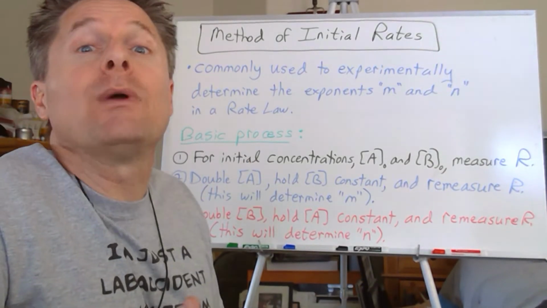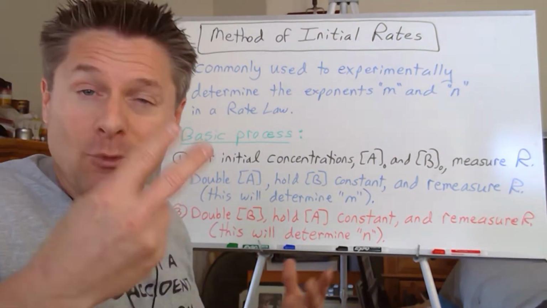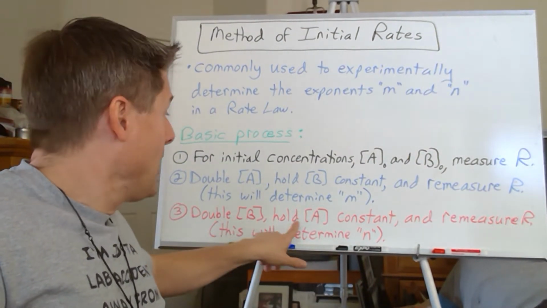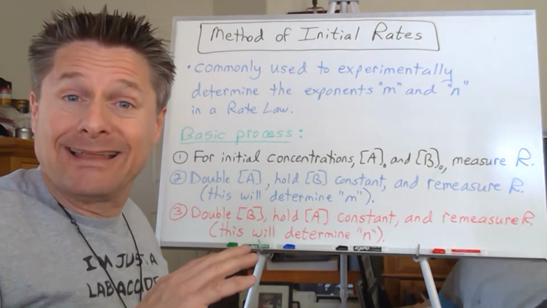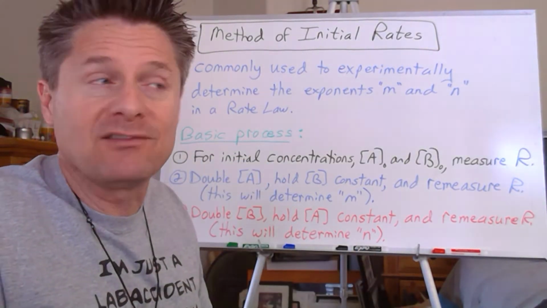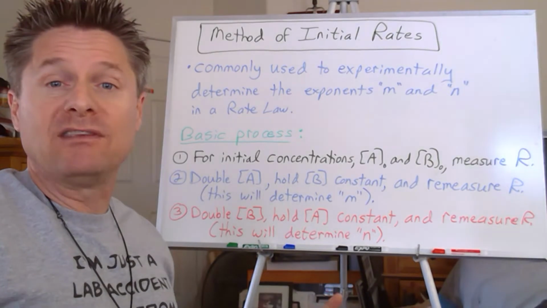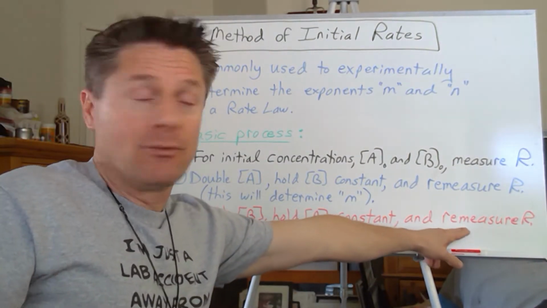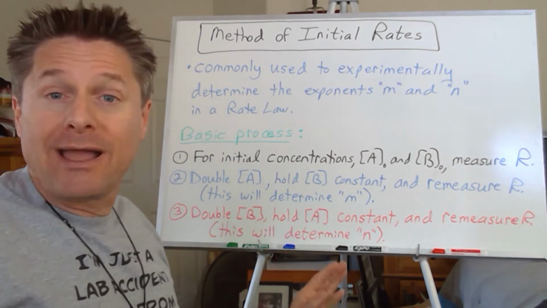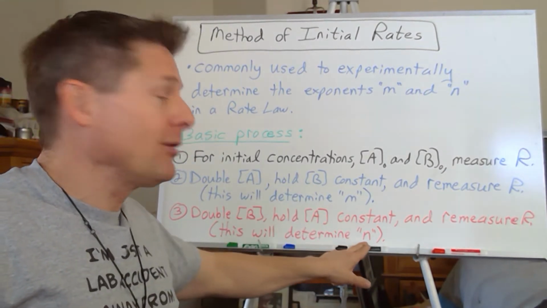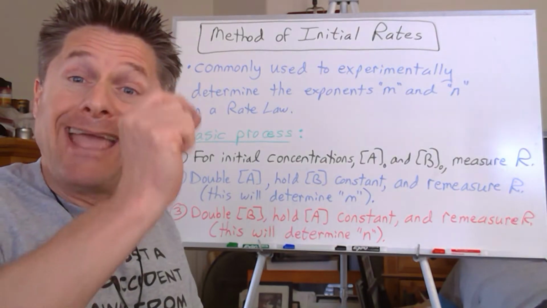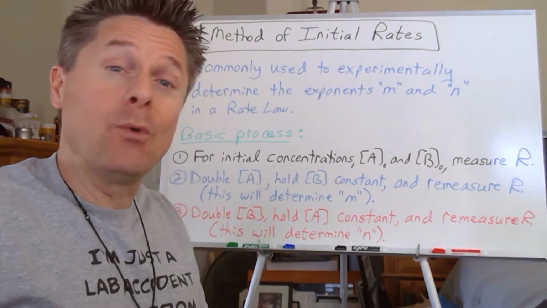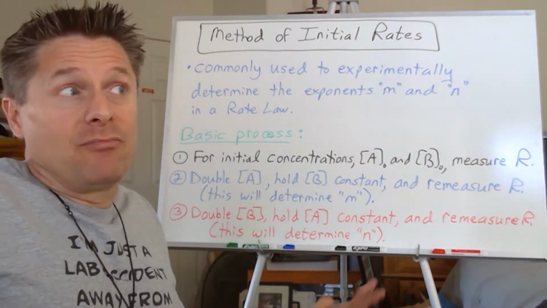Now we have to do a separate experiment for the other reactant. We're assuming 2 reactants in this case. In that case, let's double species B, but hold A constant, so everything else remains constant. All we're doing is doubling species B. How does the reaction rate respond to that? We can remeasure the reaction rate and all of the concentrations. And from that, I'll show you how to determine the exponent n, the order with respect to reactant B. Woo!